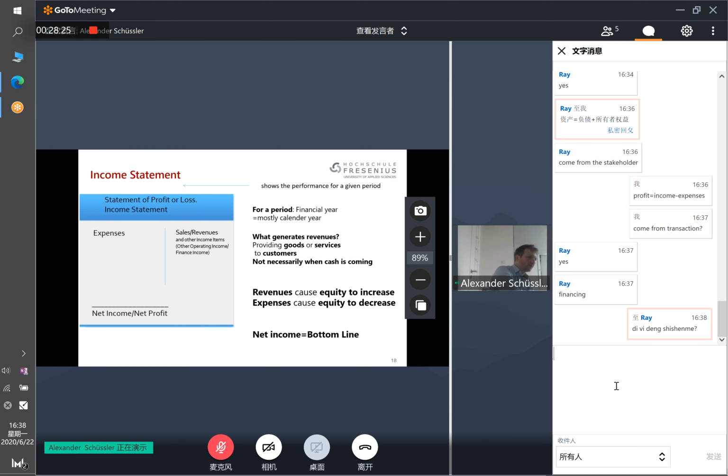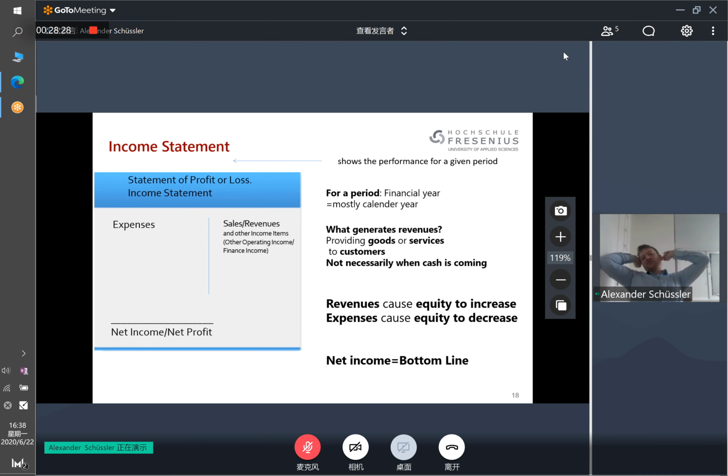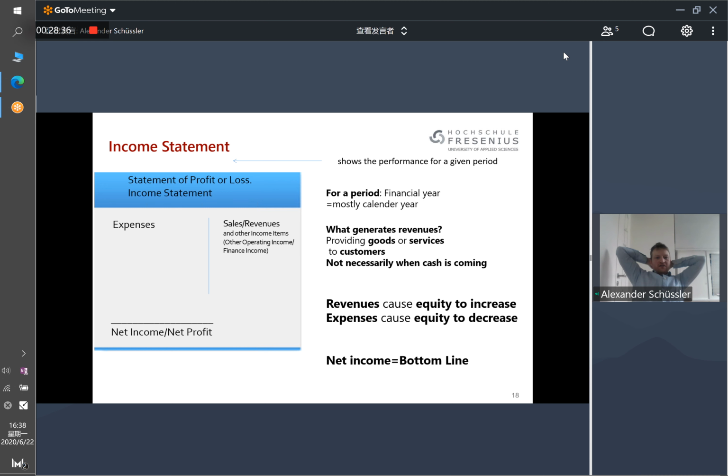Here we have the income statement in more detail. We have the expenses, and on the other side we have sales, we have revenue, and we have other income items. Yeah, other income can be other operating income or finance income. Yeah, financial income can be, for example, dividends received.